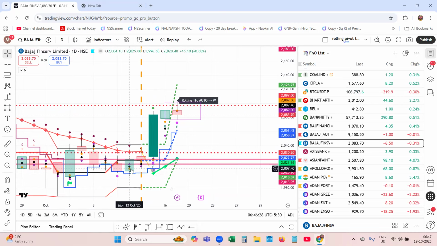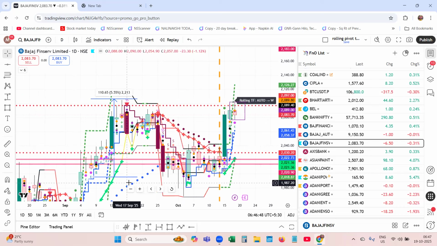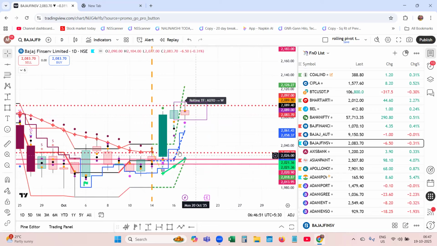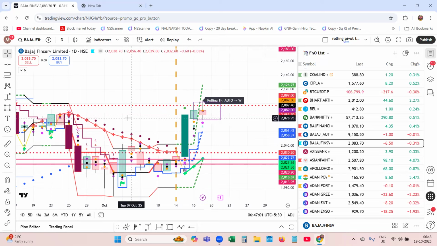You have entered here around 2020, and your stop loss is at the level of 1995. Just 1% of stop loss. With the 1% of stop loss, you are holding the position. So friends, you can do this with the combination of three indicators. You can get a swing trade, and also you can look for investment trade also.